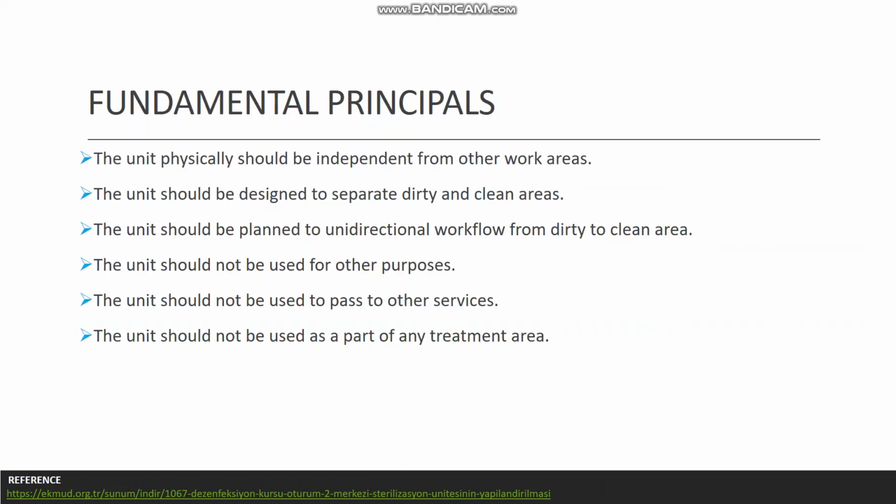Fundamental principles. The unit physically should be independent from other work areas. The unit should be designed to separate dirty and clean areas. The unit should be planned to have a unidirectional workflow from dirty to clean area. It should not be used for other purposes. It should not be used to pass to other services. And also it should not be used as a part of any treatment area.